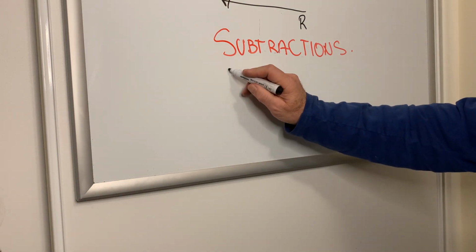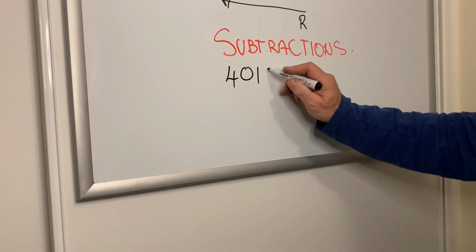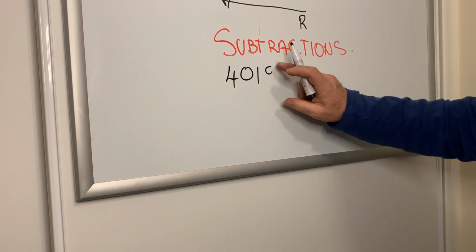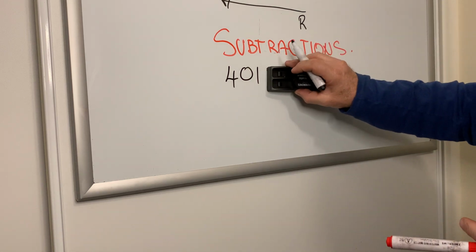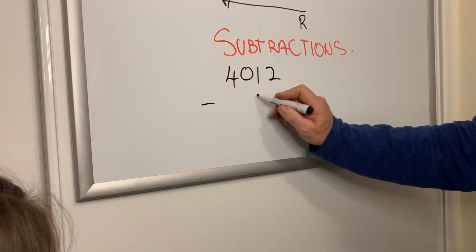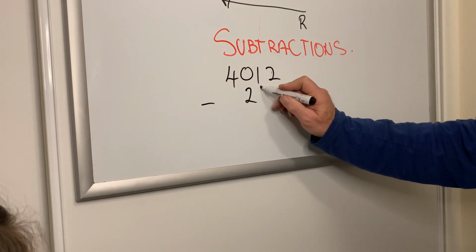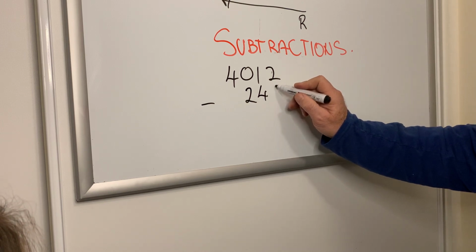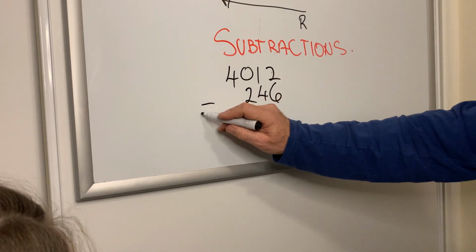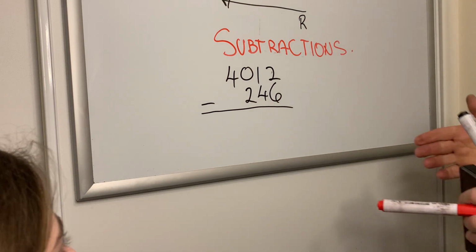Let's say, for example, we did 4, 0, 1, 2, take away 2, 4, 6. Let's just have a look at something like that. Getting a little bit more tricky because the numbers are getting longer.